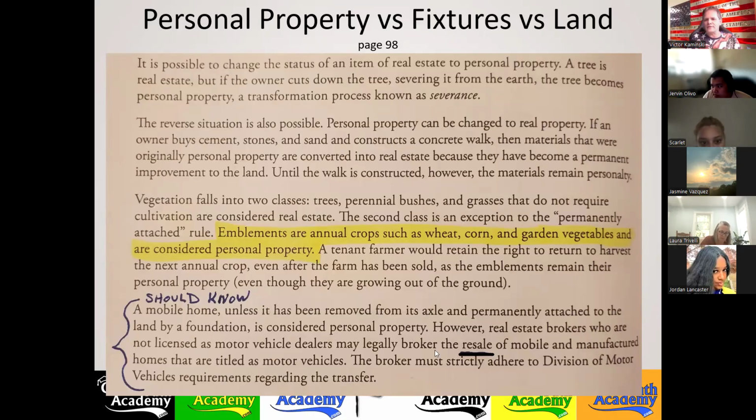Like, can we help people sell mobile homes? Yes. As long as they're not new, we're allowed to broker the resale of mobile homes, unless it's done through motor vehicle and the title work. Otherwise, if the axles are removed and it's mounted to a foundation, then it's sold just like any house would be sold, as part of the real estate.